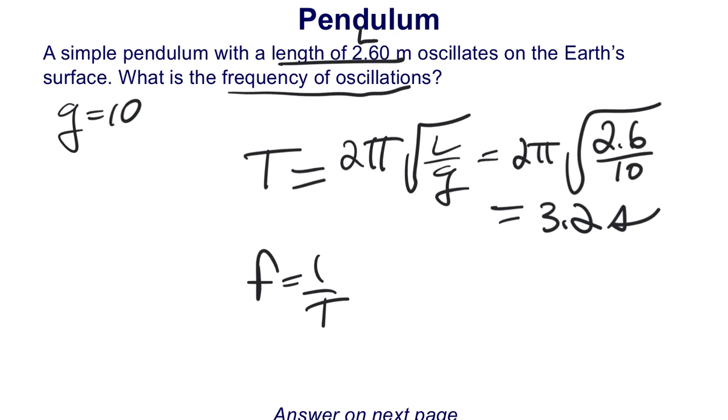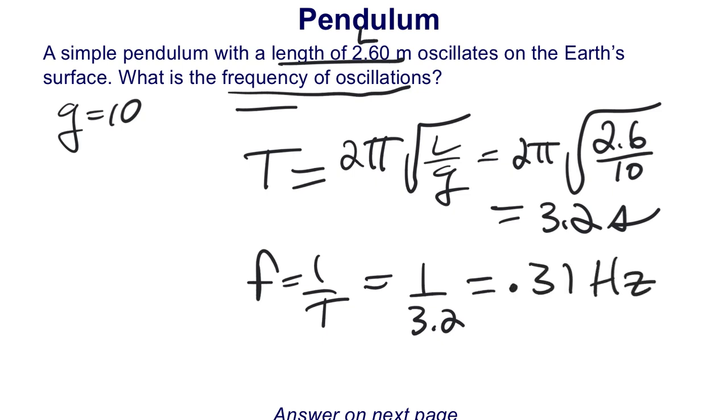So the frequency is 1 over the period. That's what they're asking for. The frequency is 1 over 3.2. So 1 divided by 3.2 comes out to be 0.31, and that'd be cycles per second, or hertz.